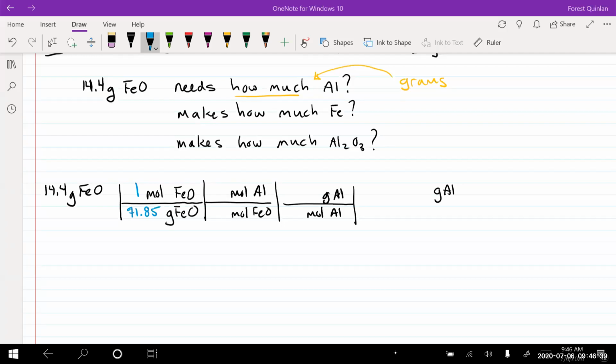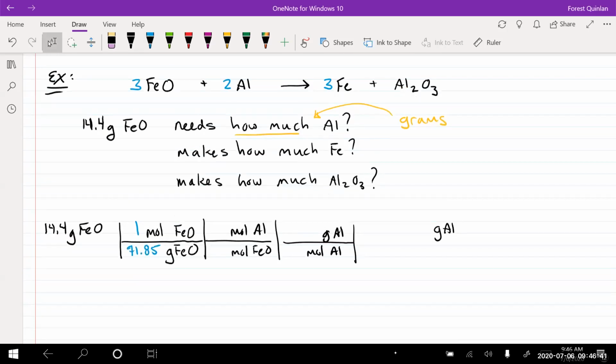Next, we go to the equation. So how many FeOs do you see in the chemical equation up there? 3. How many aluminums do you see? 2. Okay, we're back to the periodic table to get ourselves out of this. So how many moles of aluminum are on the periodic table? 1 mole. Always 1 mole on the periodic table, and aluminum weighs 26.98 grams. At the end, that should give you 3.60 grams of aluminum.